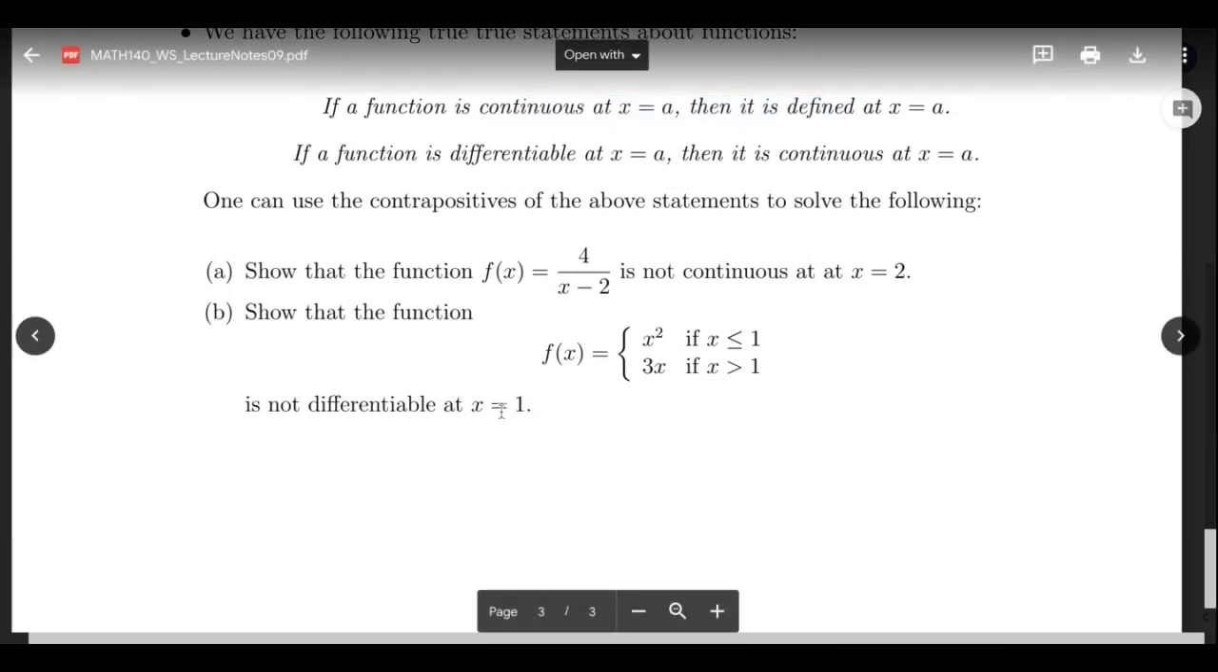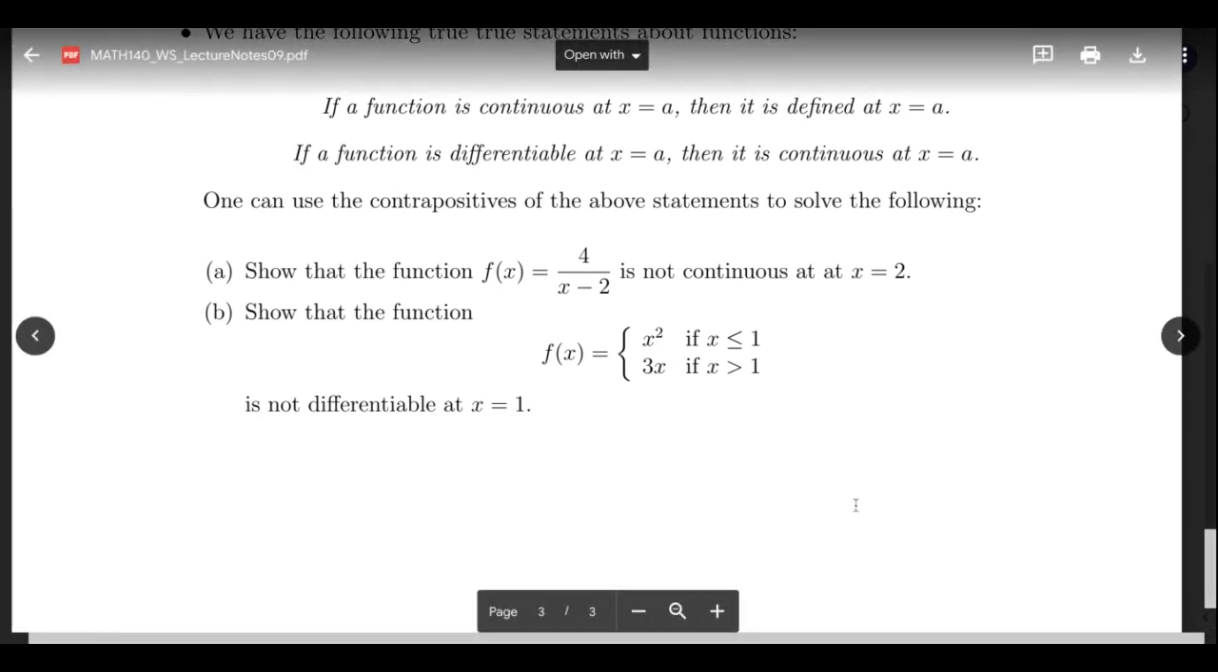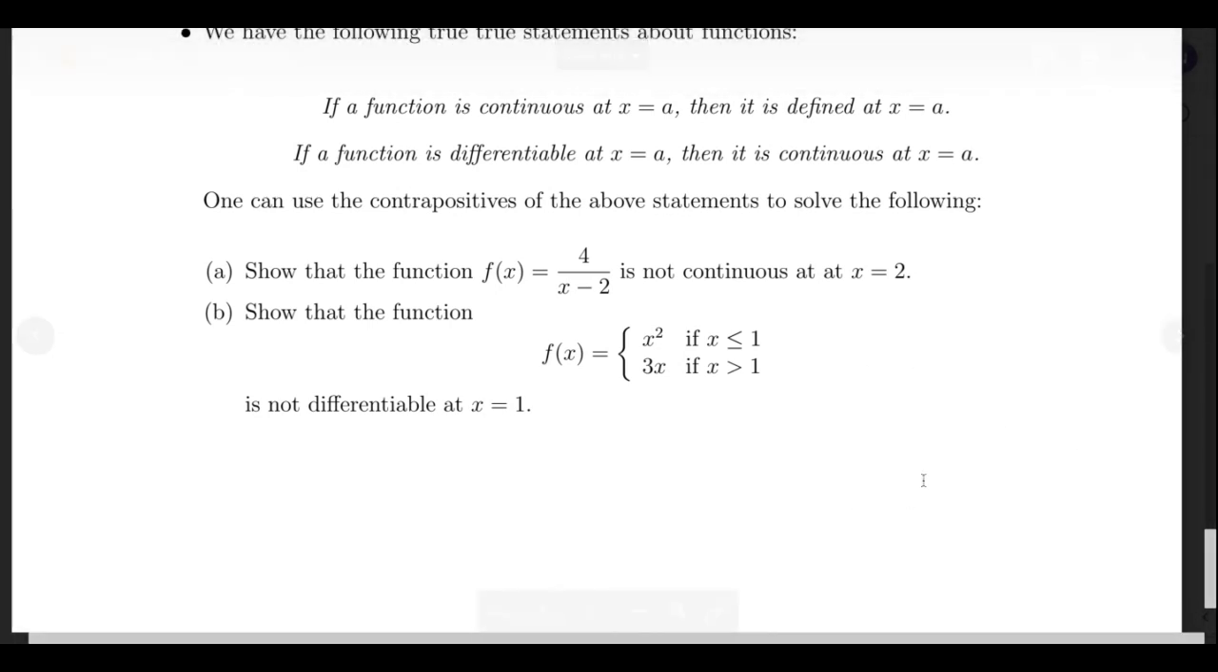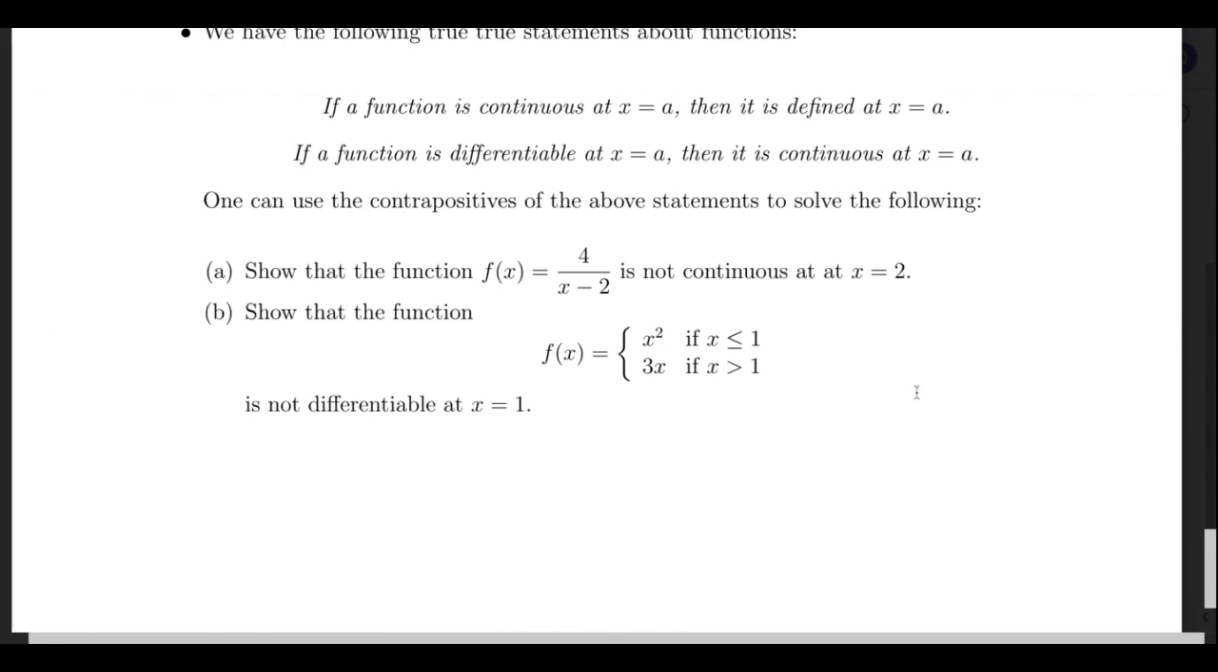And also, at x equals 1, we can check that x equals 1 is in the domain of the first piece. So 1 squared equals 1, so f of 1 equals 1. But let's see the second piece. In the second one, when x approaches 1, 3x approaches 3. If we draw the graph, we see we have a line for x greater than 1, right? We have an open circle at 3 when x equals 1.